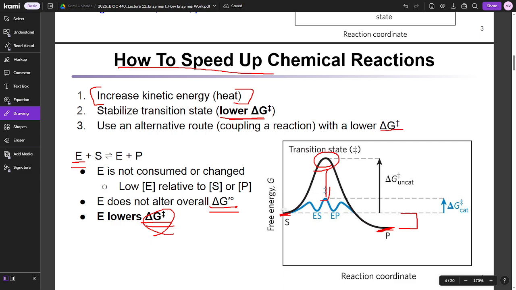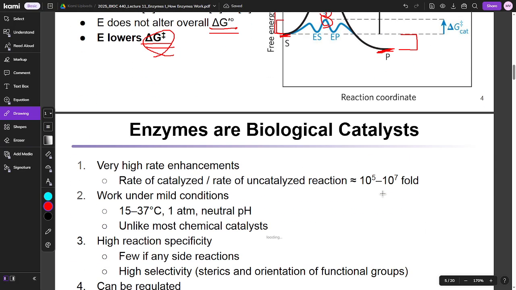It changes the energy required to go from here to up here. So instead of going from there to there, it now goes from here to here, right? So it dropped down to this blue point here, right? So we changed the delta G double dagger, which is what that is, right?